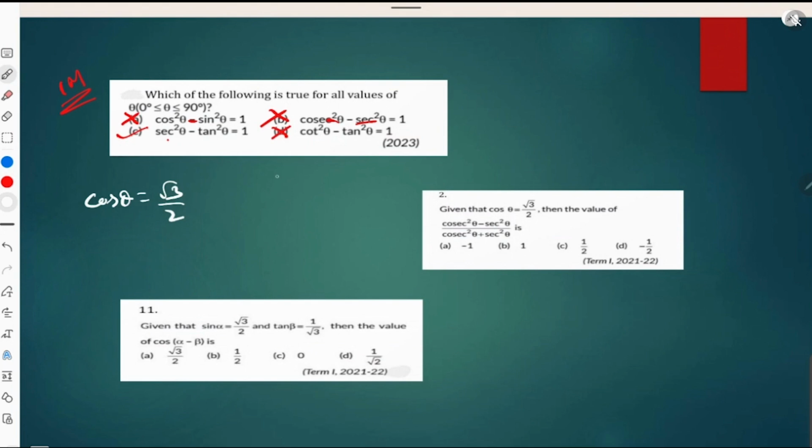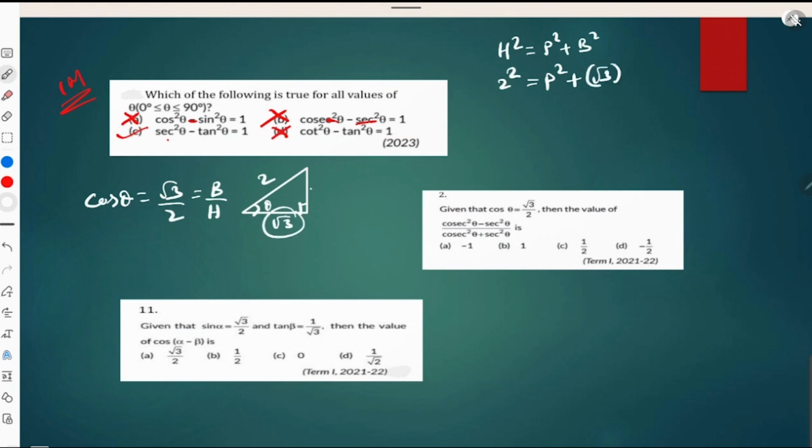So take a right angle triangle. It is theta. So cos theta formula. What is the definition of cos theta? Base by hypotenuse. So base is root 3. Hypotenuse is 2. Then what will be this side? By Pythagoras formula, h square equal to p square plus b square. What is the hypotenuse given? 2 square. What is perpendicular we need to calculate? What is the base given? Root 3 whole square. That is 3. So 4 minus 3 equal to p square. So p value is equal to 1.